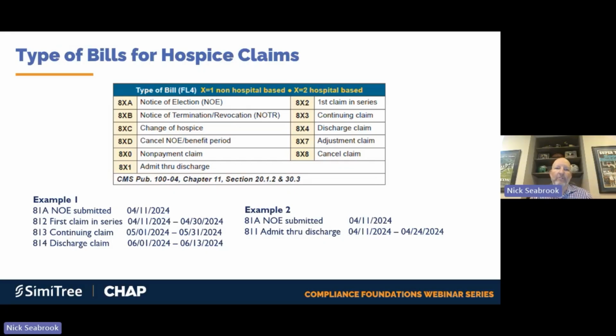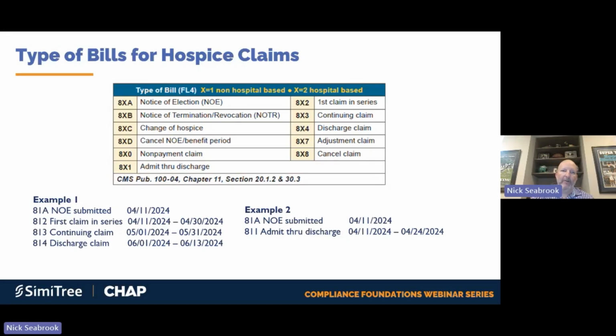We're also going to talk about the notice of termination or revocation, which is going to be the 81B or 82B. But you can see here the initial visit is really in that number order. Why the number order is important is because this is going to factor in when we talk about sequential billing. Sequential billing basically means you need to bill in order for months. So if you have a patient that was admitted in September, we need to bill September before we bill October, before we bill November. So that's basically how it worked from a hospice standpoint.